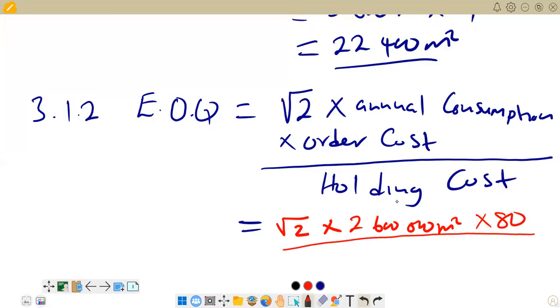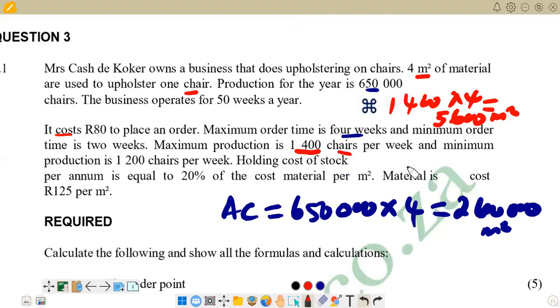Then our denominator is the holding cost. So we go back to the question to find out what we have in terms of holding cost. We are given the information here in the last sentence. Holding cost of stock per annum is equal to 20% of the cost of material per meter squared. Material cost is 125 rands per meter squared. So here we are given the index 20% of this figure.